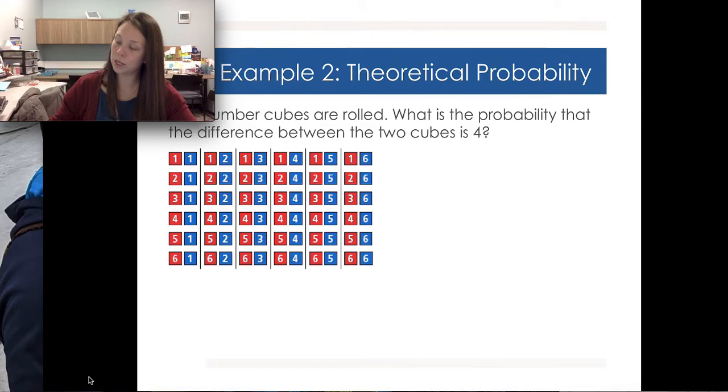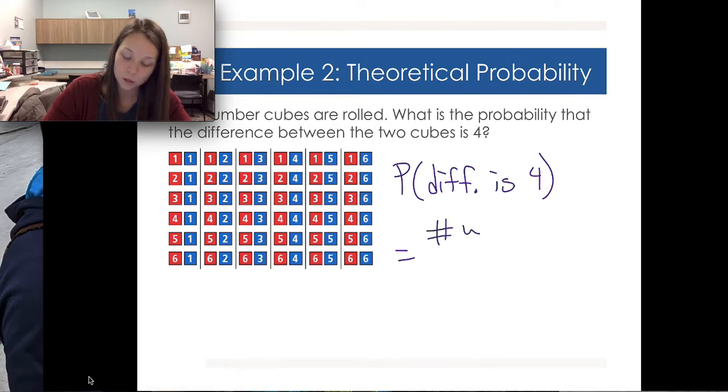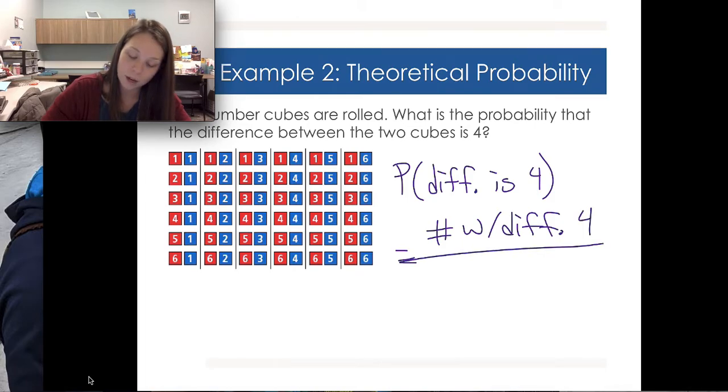Example 2, taking a look at number cubes. 2 number cubes are rolled. What is the probability that the difference between the 2 cubes is 4? So we want to write out our probability statement, the probability that the difference is 4. So we're going to look at all the numbers with a difference of 4 is going to be the numerator, divided by all the ways that we could arrange these 2 number cubes.